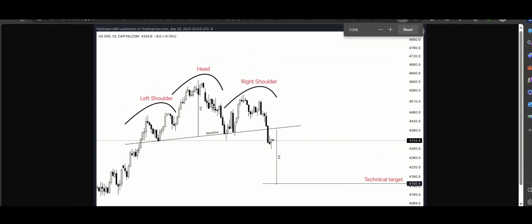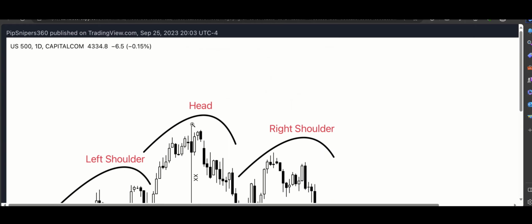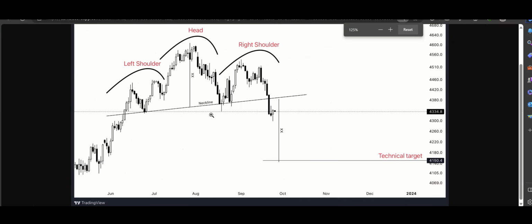So if you don't know what a head and shoulders pattern looks like, this is what the head and shoulders pattern looks like. You have your left shoulder, your head, and then your right shoulder. So we see the exact same thing.